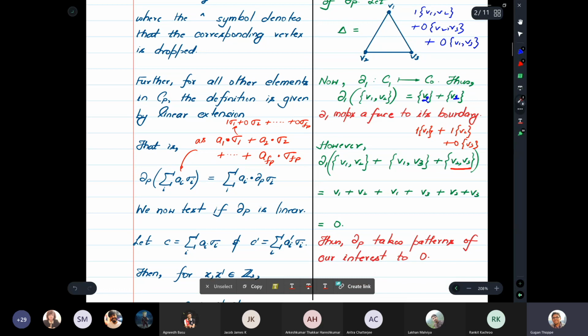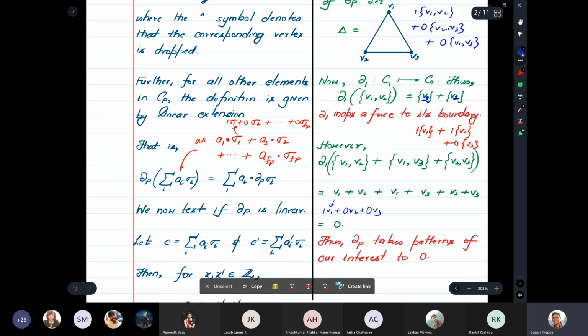I hope you agree that this is a one-chain and I'm giving this as input to ∂_1. The output is, you first take the output of this, which would be V1 plus V2. Then you take the output of V1V3, which is V1 plus V3. Then you take V2V3 and its output, V2 plus V3, and you take the sum of all these outputs. So the final output will be V1 plus V2 plus V1 plus V3 plus V2 plus V3. You will notice that V1 appears twice since we are working with Z2 coefficients. This V1 plus V1, recall, you can interpret it as 1·V1 plus 0·V2 plus 0·V3.